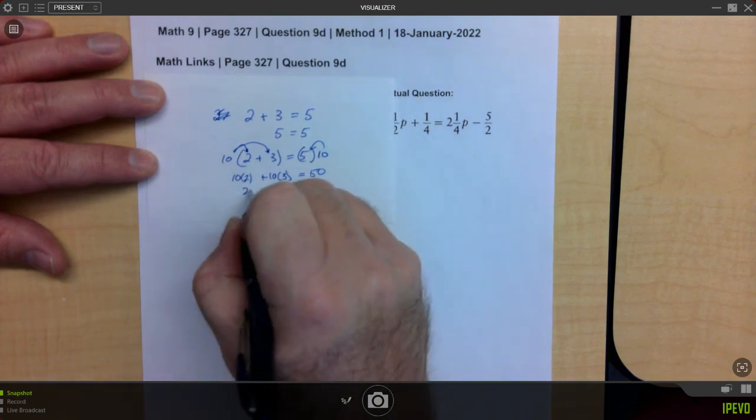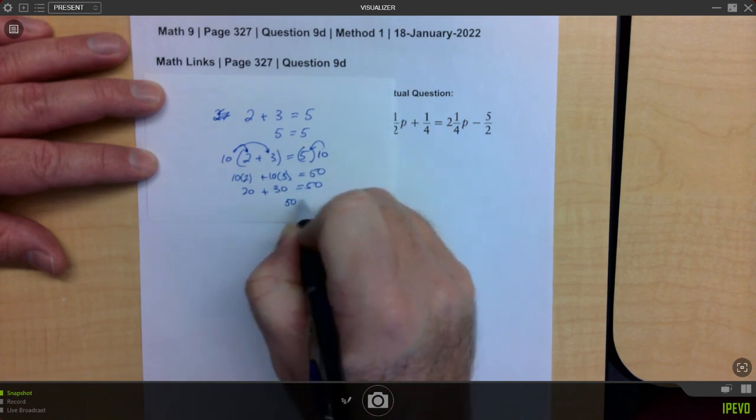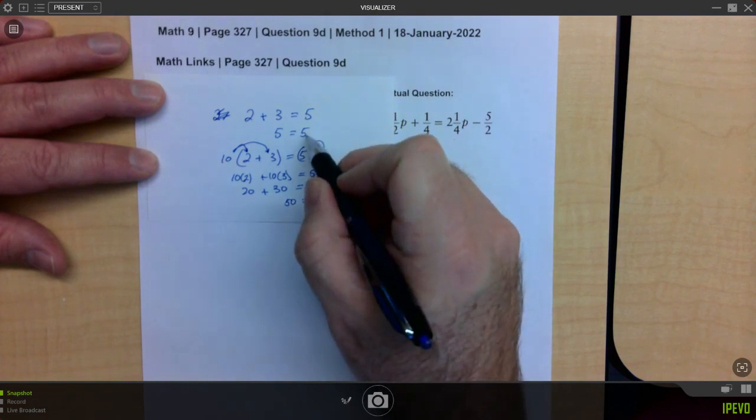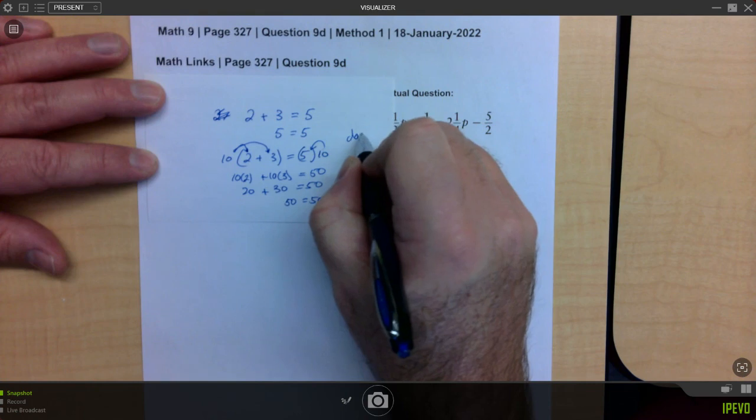Well, 10 times 5 is 50. 10 times 2 is 20. 3 times 10 is 30. And essentially, you still get an equality. Now, you know, of course, that this is not the same question necessarily, but that doesn't matter.